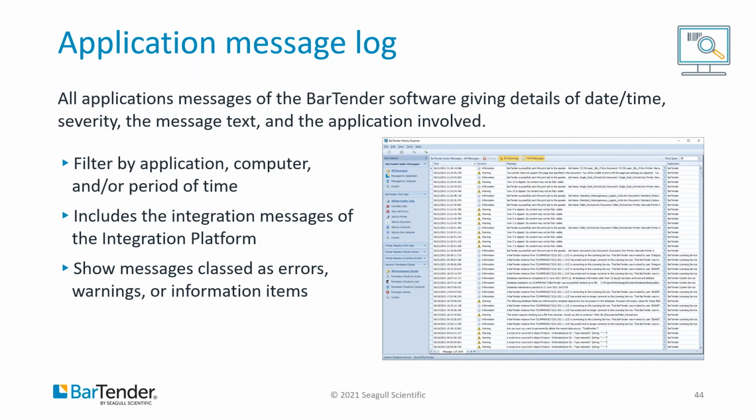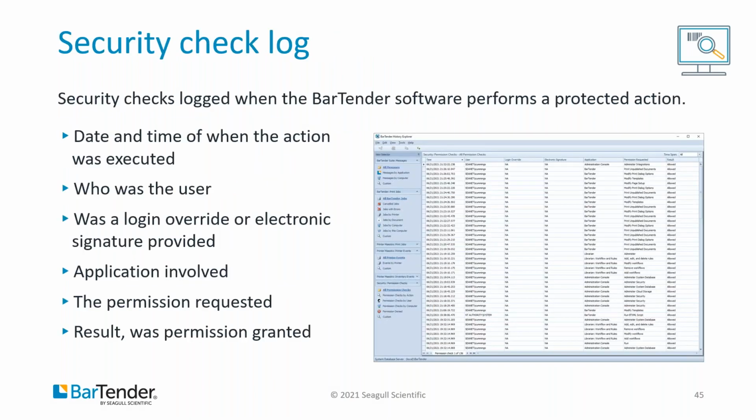It should be noted that the integration messages are also recorded as part of this view of BarTender messages. And it also shows how we class those messages, whether they are errors, warnings, or informational messages. And you can click the buttons at the top to filter down which of those you want to see. So if you only want to see errors, for example, then you would select only that button to be displayed, to only display the errors that were generated.